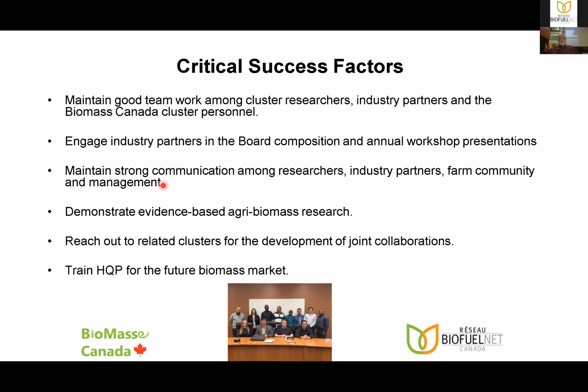Farm communities and our own management. Demonstrate evidence-based agri-biomass research. So we'll have the numbers, we'll have the data, we'll have the experiments, so make sure that people are aware of these and what it's telling us. Reach out to related clusters, and I just talked about that, and train HQP for future biomass markets. So we have a good number of HQP in here already.